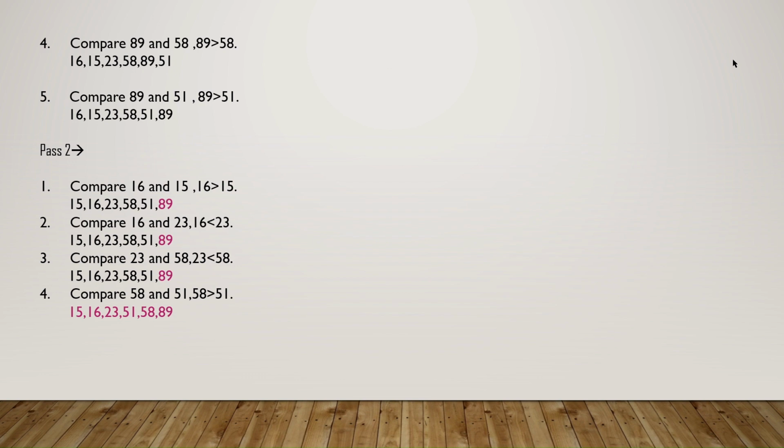If we take n elements in the list, then the maximum number of passes that can be performed is n minus 1. In this case, I have taken a list of 6 elements, and that list is not sorted in the first pass, second pass, third pass, fourth pass, but in the fifth pass it will be sorted.